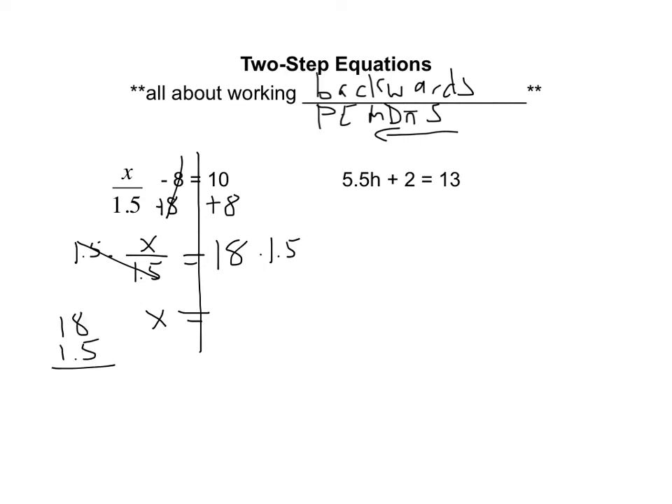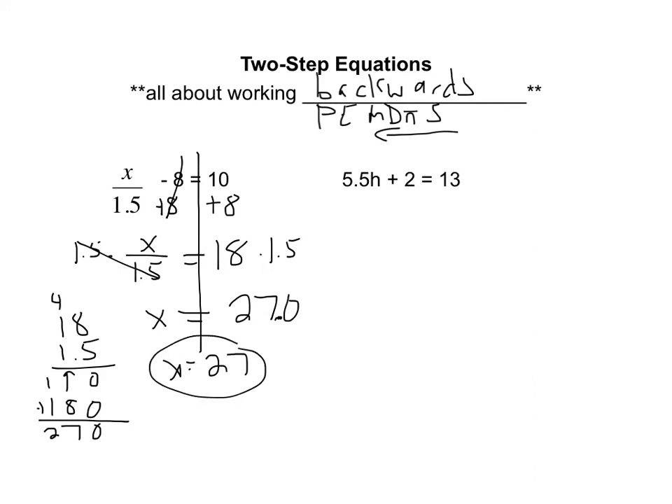Those cancel each other off, and x is equal to 18 times 1 and 5/10, so 5 times 8, 40, plus 5 is 45. 8 and 1 is 9. We add all these up and we get 270. 18 times 1, if we use the estimation, would be 18, so our decimal point's going to go after the 27, so our answer would actually be just x equals 27. So why don't you go ahead and pause the video and try the next one on your own.